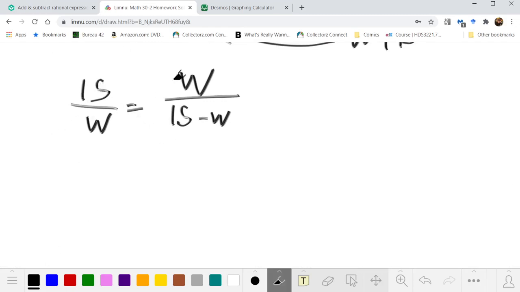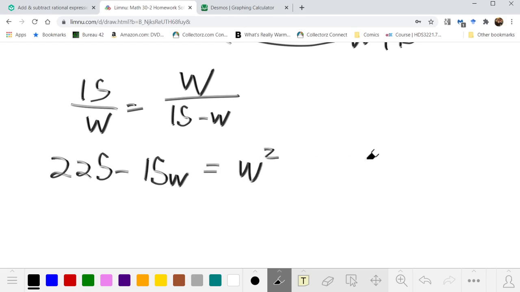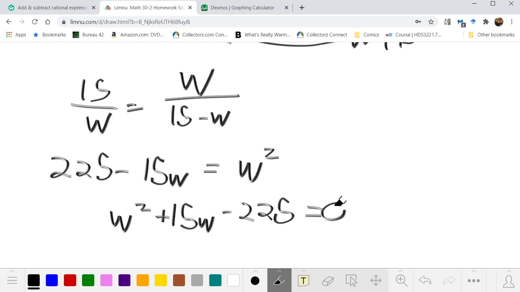Now we can multiply through by both denominators. Leaves us with 225 minus 15W on the left, W squared on the right. Or W squared plus 15W minus 225 equals 0.